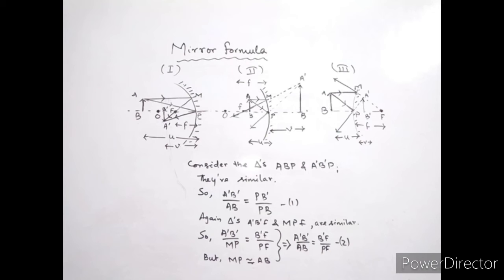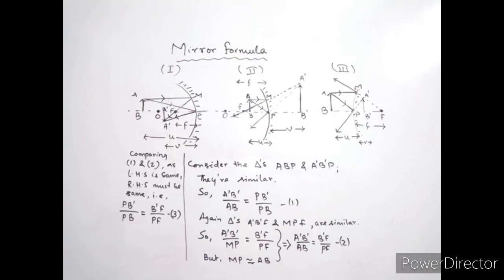So from that we have A'B' by AB is equal to B'F divided by PF. Now comparing equations 1 and 2, as the LHS is same, the RHS has to be the same. So PB' divided by PB is equal to B'F divided by PF. Now this is equation 3.